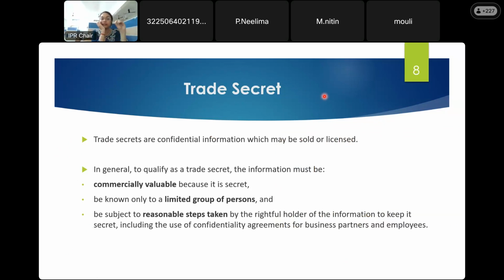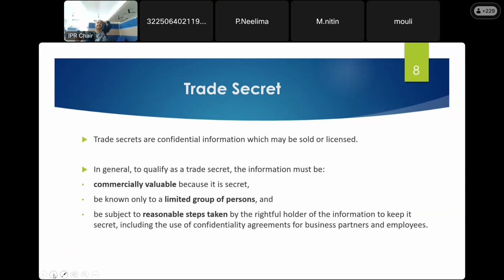Trade secrets are confidential information that may be sold or licensed. In general, to qualify as a trade secret, the information must be commercially valuable because it is secret. That means if it is public, then anybody can use it and you lose your business. Secondly, it is known only to a limited group of persons. Obviously, if it is known to everybody, then it is not secret anymore. And then it is subject to reasonable steps: the company will take reasonable steps to keep that information secret. Then that information is called trade secret.